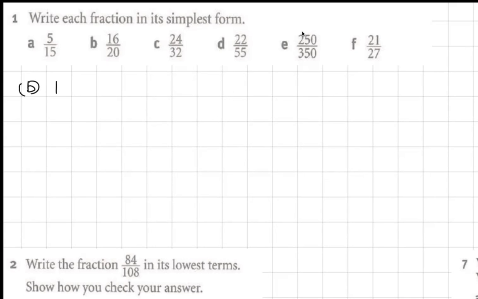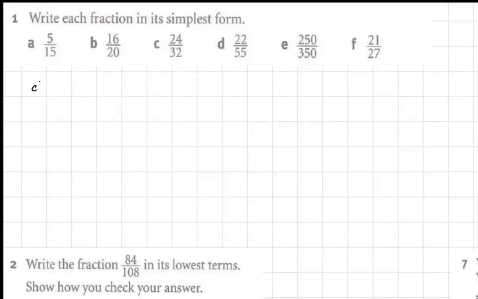B is 16 over 20. Divide by, well, both are even numbers, so you should be able to divide them by 2. But if you cannot, or if you think of something bigger, it is actually possible to be divided by 4. So 16 divided by 4 is 4, 20 divided by 4 is 5. So that's your simplest form. Whenever you get a prime number, you know that it's the simplest form already, or the numerator is 1, then you know that you cannot divide it anymore.